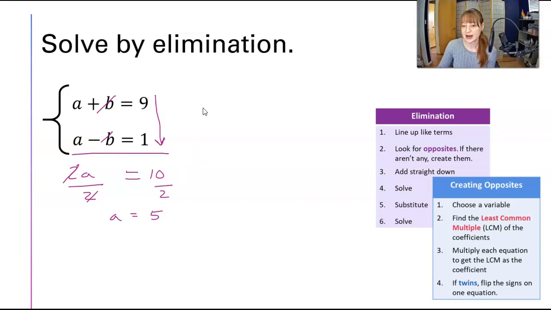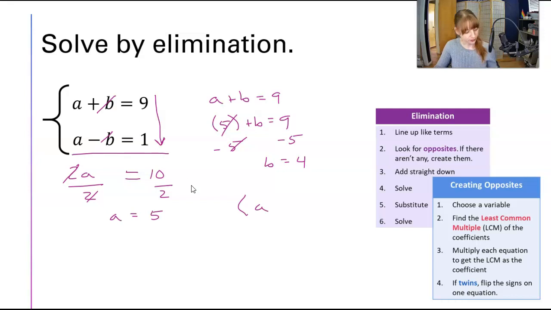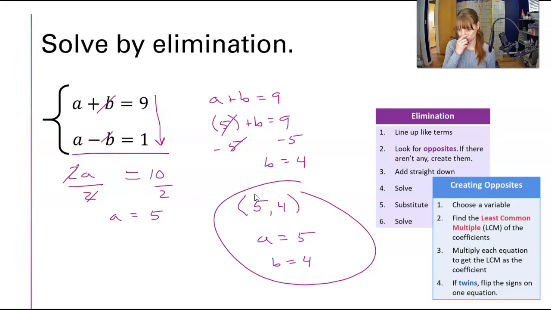We do need to go back now and find out what the other variable is. So I'm going to use this first equation, a plus b equals 9, plug in my value of a, subtract 5 from both sides, and I get b equals 4. So we can write this one as an ordered pair if we'd like. 5, 4. We could also write it as a equals 5, b equals 4. Any of those solutions will be valid.